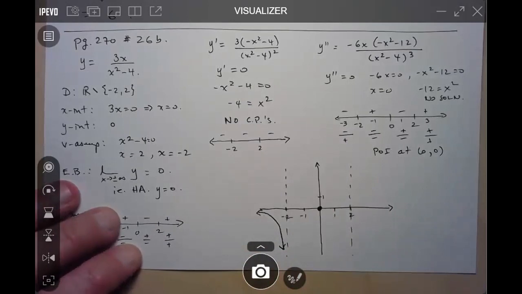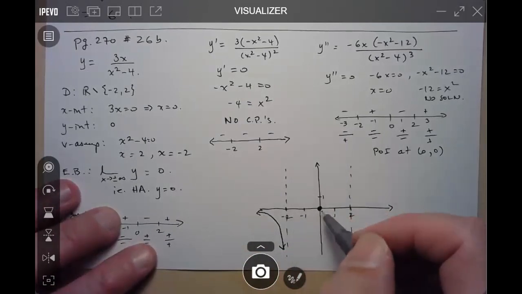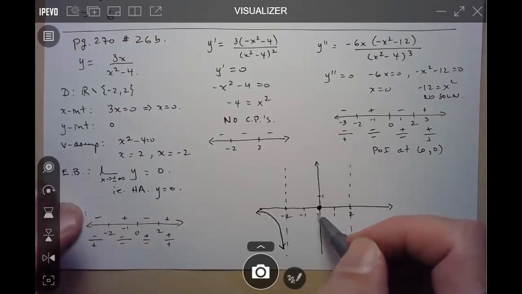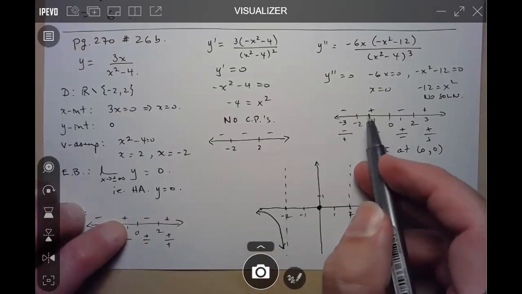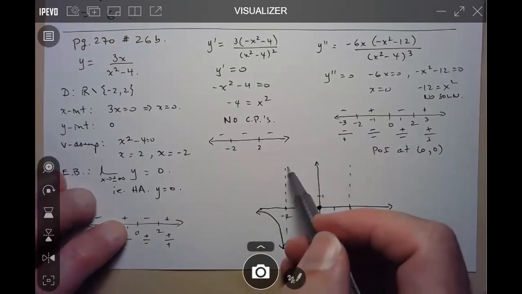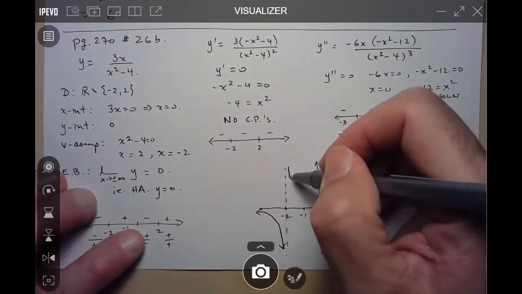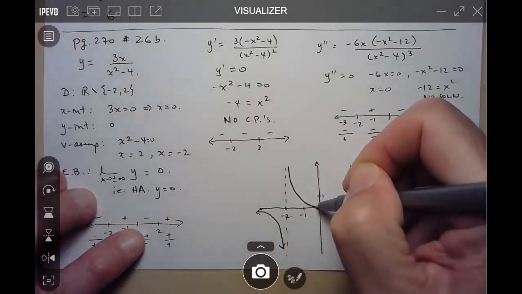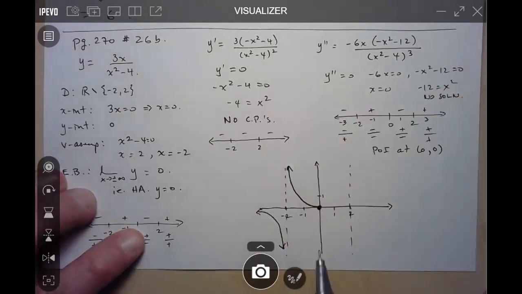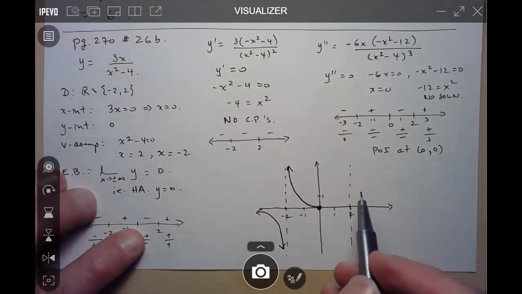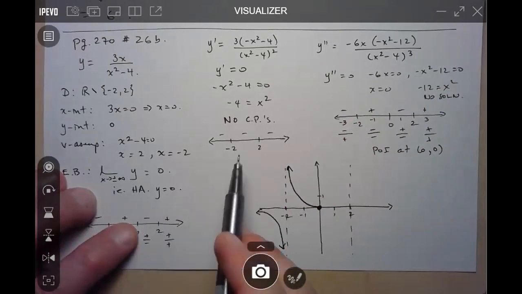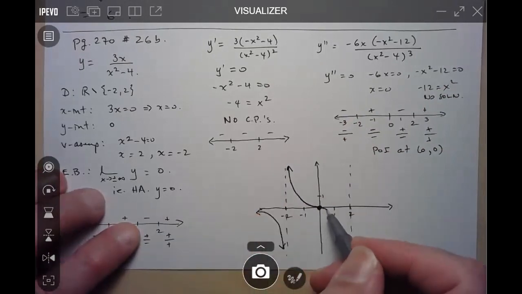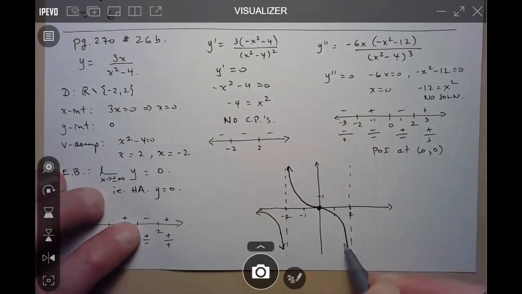Next, from negative 2 to 0, the function is positive, still decreasing, but now the concavity is upward. And again, I've got this vertical asymptote, so I must be doing something like this, and we have a point of inflection. So that means it should be changing concavity. Now it's going to be concave down. It's going to be negative, but still decreasing. So it's going to have to be something like this.